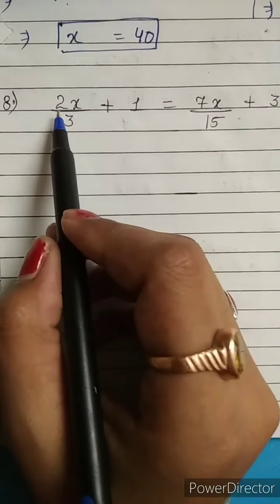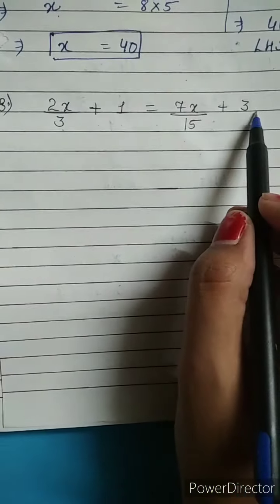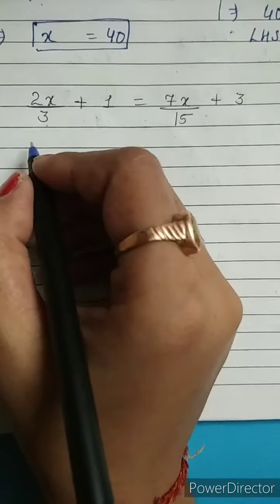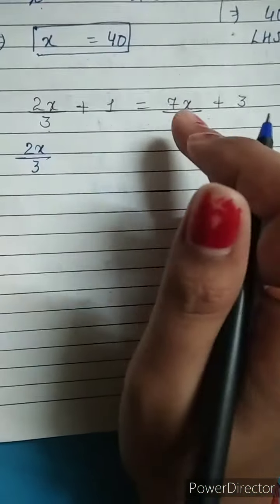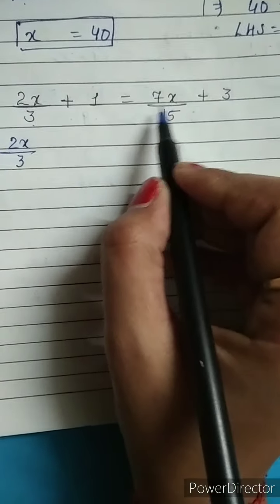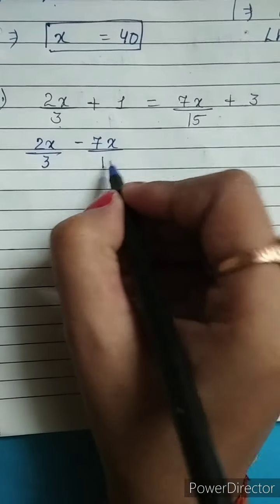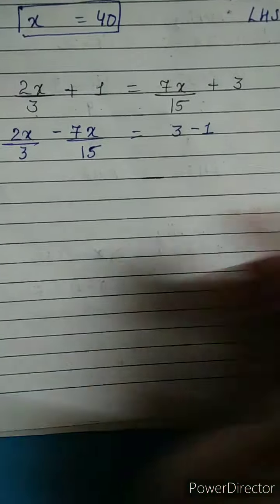Question number 8, that tells us 2x by 3 plus 1 is equal to 7x by 15 plus 3. So we have to shuffle the variable with each other on one side and constant on one side. So 2x by 3 will remain at one side, and 7x by 15 will come from the opposite side. Here 7x by 15 is positive, so it will go with the negative symbol, like in this way, is equal to 3 will remain here as it is, positive 1 will go with the negative symbol here.